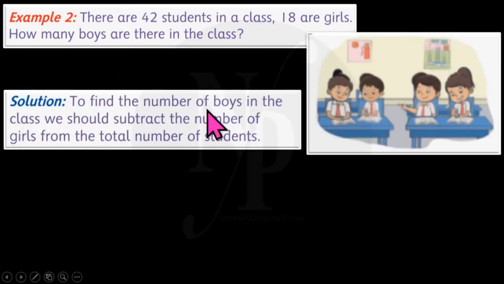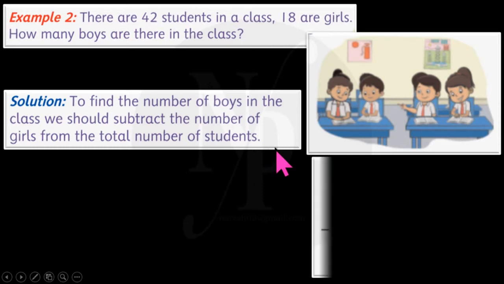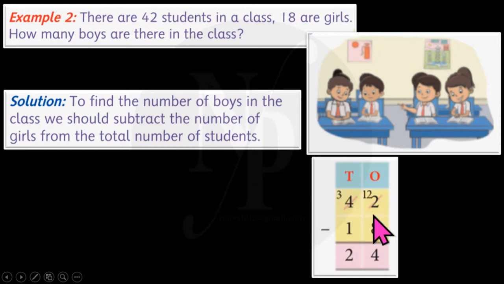Solution: to find the number of boys in the class, we should subtract the number of girls from the total number of students. So 42 minus 18. To subtract 8 from 2 is not possible. We will regroup. That is, we will borrow 1 ten from the tens column. So 1 ten is equal to 10 ones. 10 ones and these 2 ones together become 12 ones. Subtracting 8 ones from 12 ones, we get 4 ones.